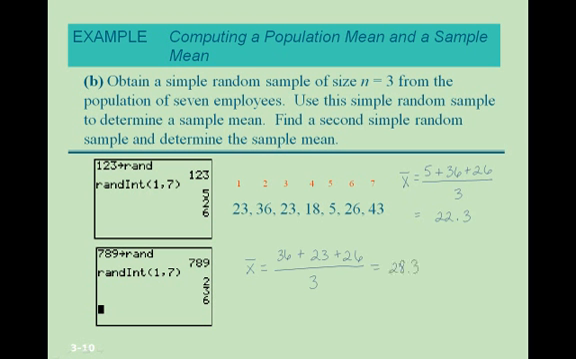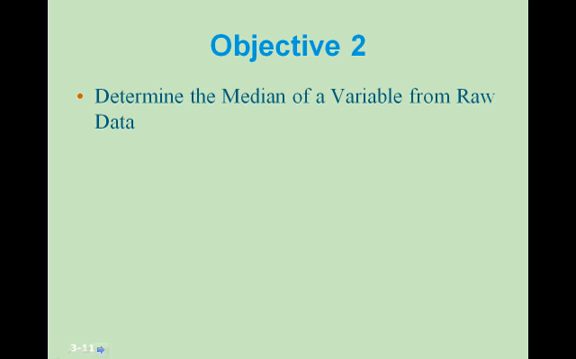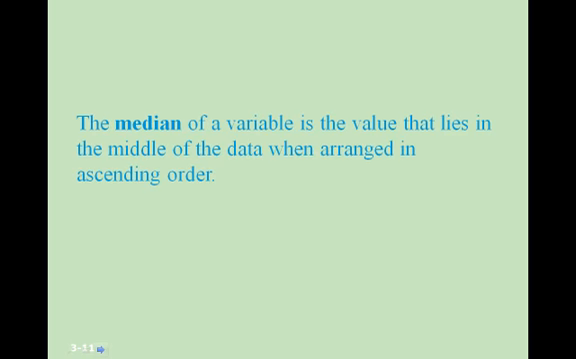Objective 2, we want to determine the median of a variable from raw data. The median of a variable is the value that lies in the middle of the data when arranged in ascending order. We use a capital M to represent the median.